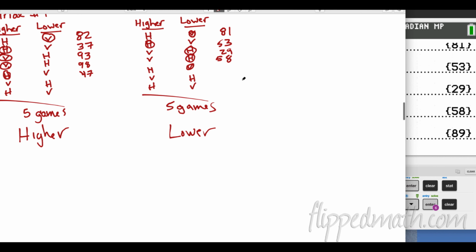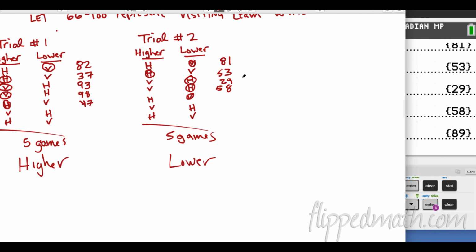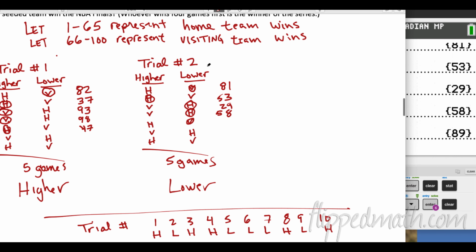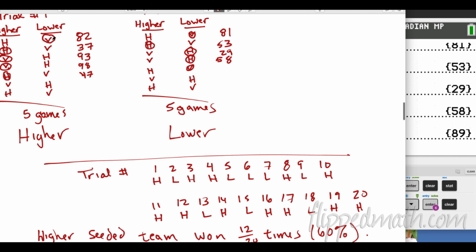Go ahead and simulate it out. 20 trials. I'm not going to show it all in the video because that would take forever. So I did it 20 times, and I didn't show every single trial here, but here are the results that I got for each of the trials. In the first trial, remember, the home team won because we had 1, 2, 3, 4 wins for the higher seeded team. And then for the second trial, the lower seeded team won because we had 1, 2, 3, 4 wins.